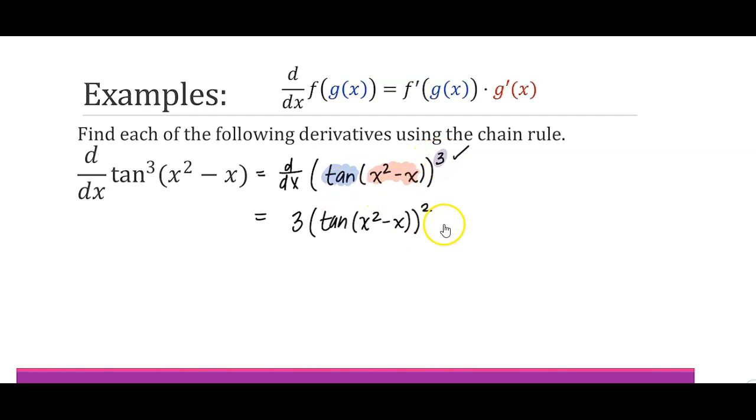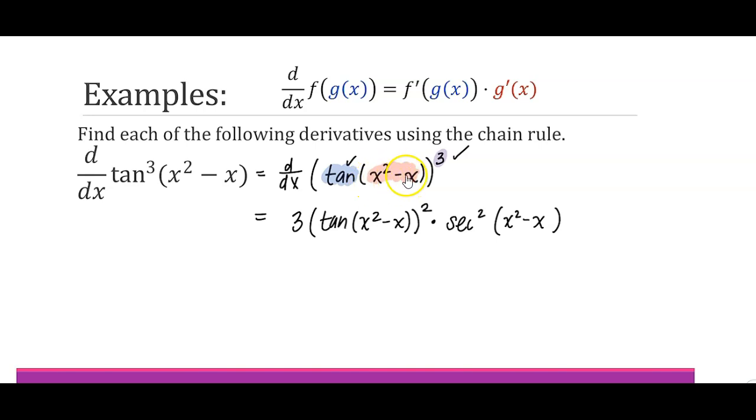Now we want to multiply by the derivative of the inside. Well, this inside here is its own composition. So the outside function here inside the parentheses is tangent, and the derivative of tangent is secant squared. So we're going to have times secant squared, but instead of x, we're going to have of x squared minus x, the inside here. So now we've taken care of the derivative of tangent. So that part's done. We left the inside the same.